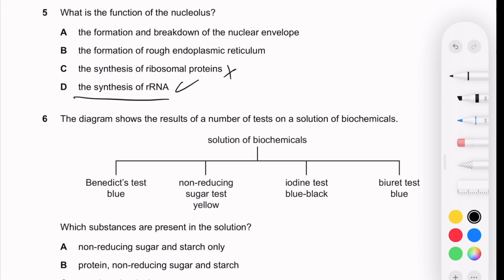Never pick this option. I know that we usually say that nucleoli form ribosomes, but they do not exactly form the ribosomal proteins. They, I think, may already be found in the nucleus. So let's say D.